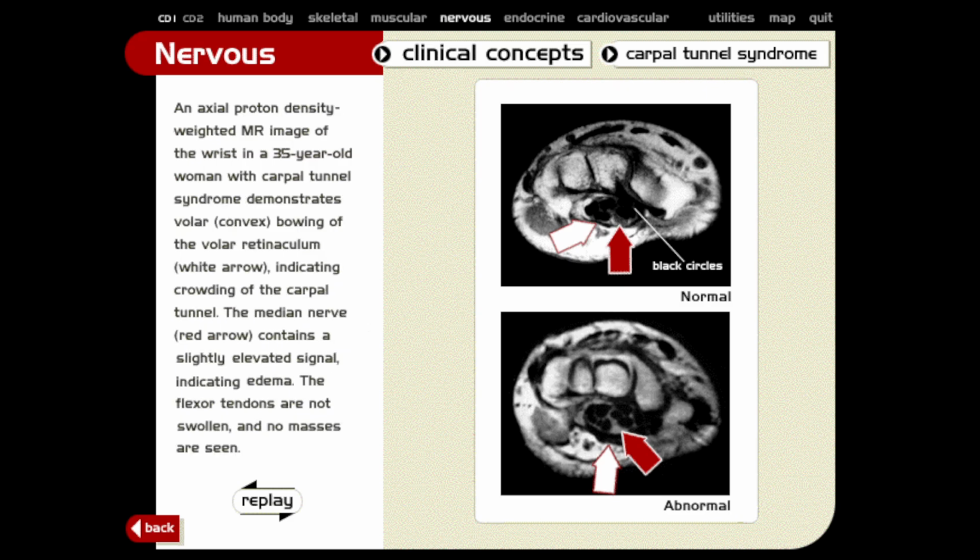An axial proton density weighted MR image of the wrist in a 35-year-old woman with carpal tunnel syndrome demonstrates volar convex bowing of the volar retinaculum, white arrow, indicating crowding of the carpal tunnel. The median nerve, red arrow, contains a slightly elevated signal, indicating edema. The flexor tendons are not swollen and no masses are seen.